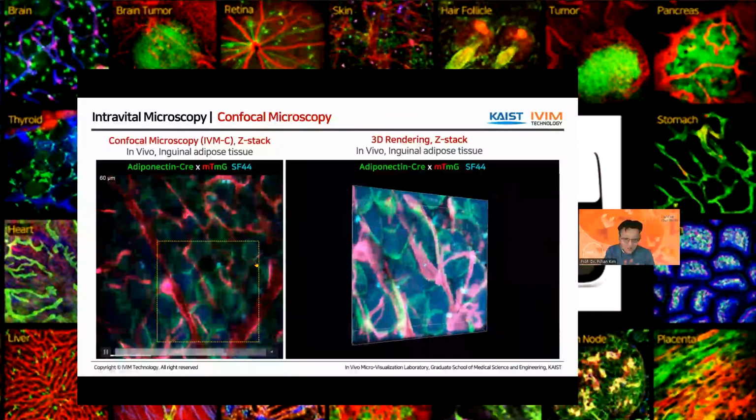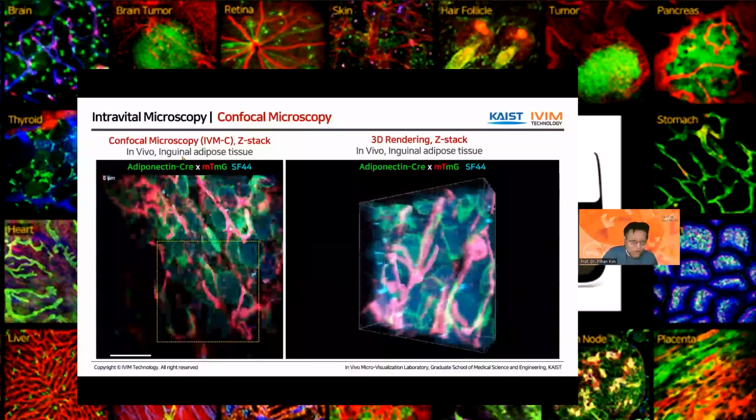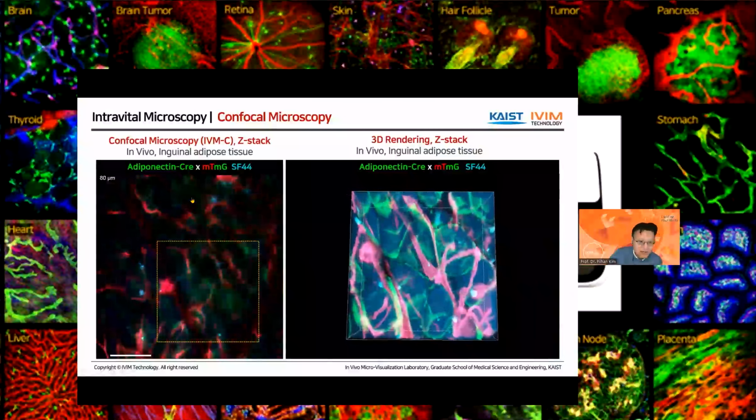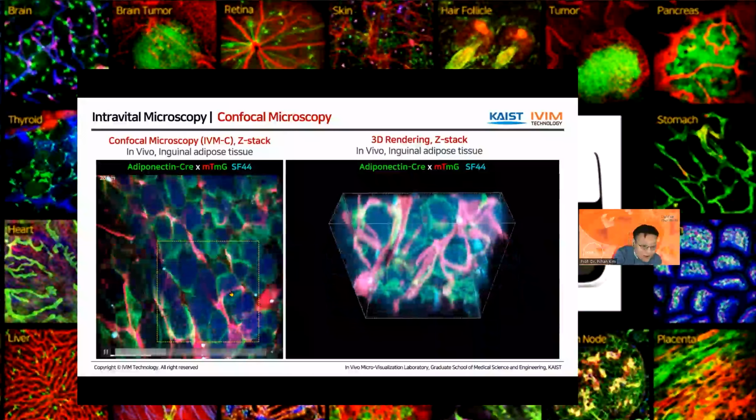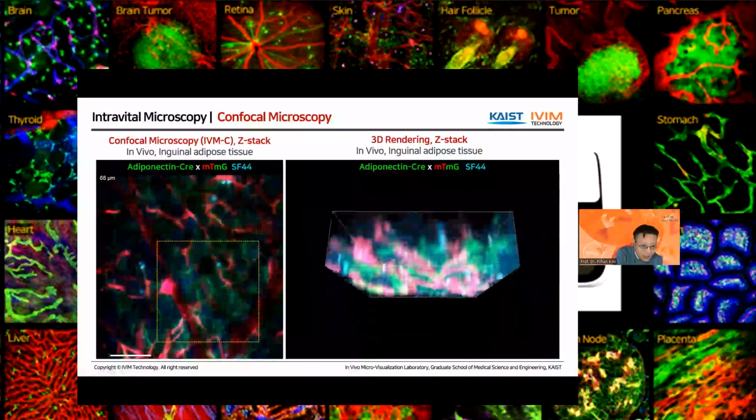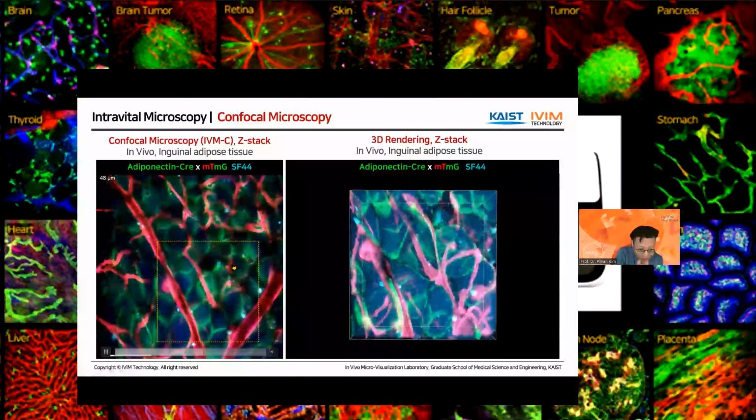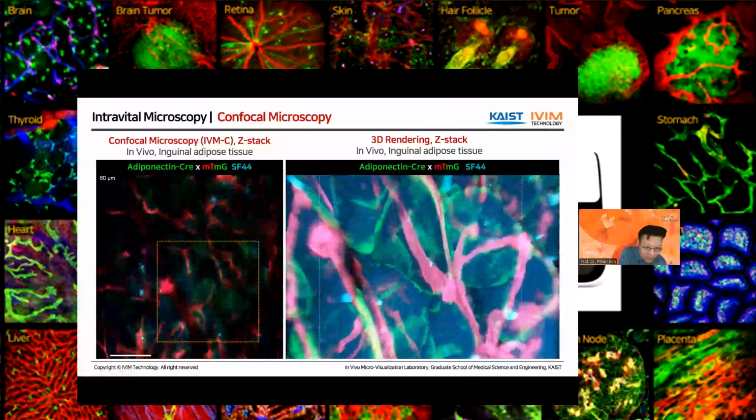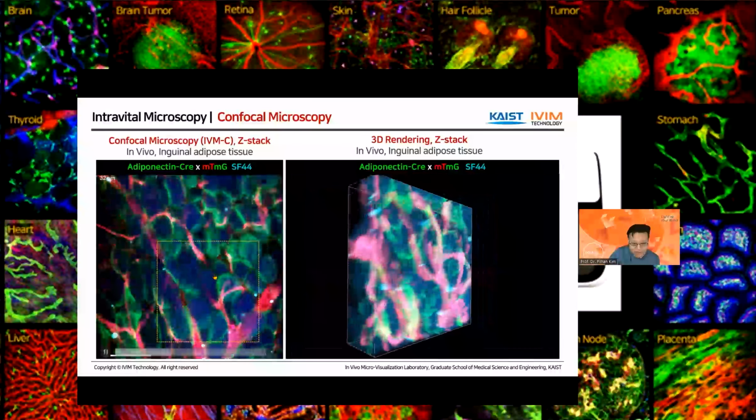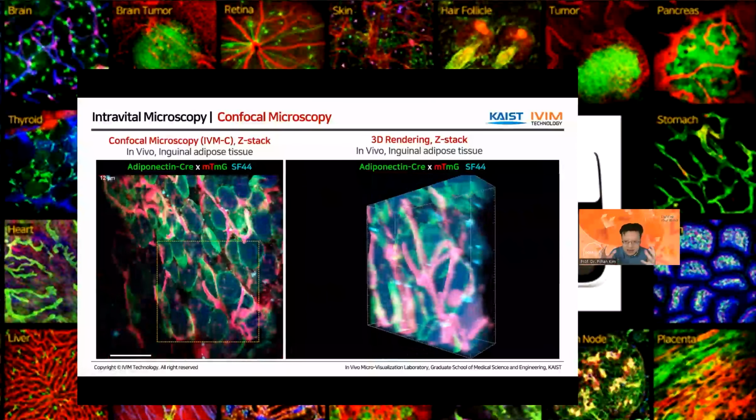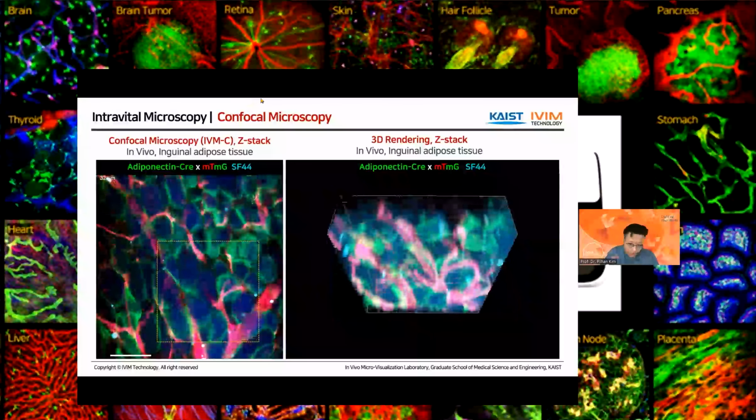Again, this is in vivo imaging data obtained from the inguinal adipose tissue of this adiponectin-Cre MTMG mouse model. So in this tissue, it's obtained from, again, an anesthetized mouse model in the adipose tissue. But you can see its resolution and sectioning capability very nicely. Okay, so you can easily obtain this subcellular level 3D tissue visualization in the live tissue, in the live mouse model.